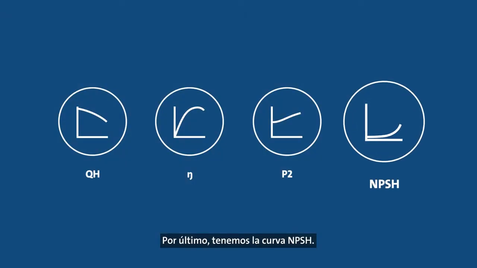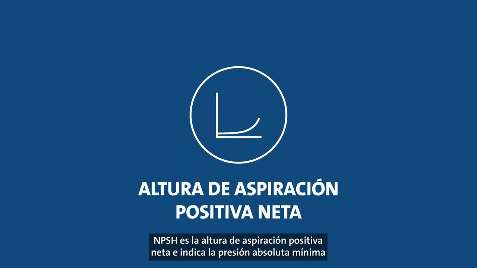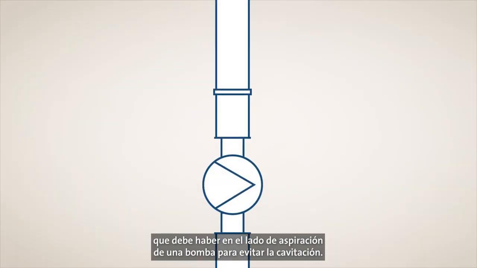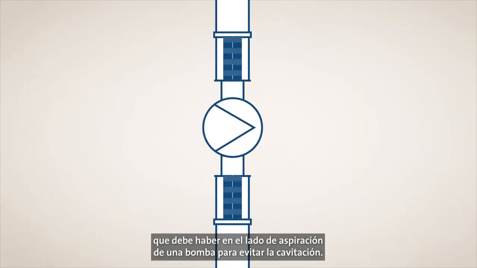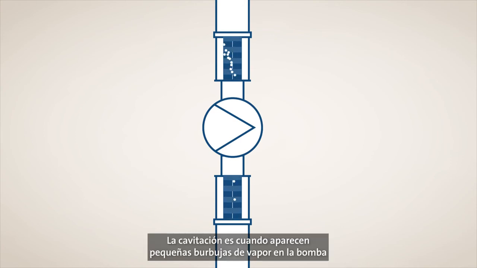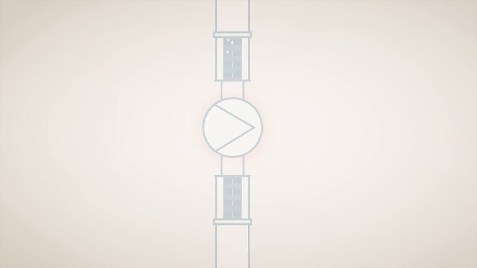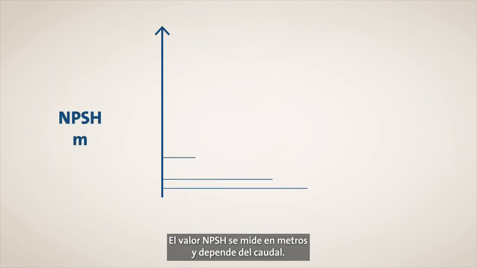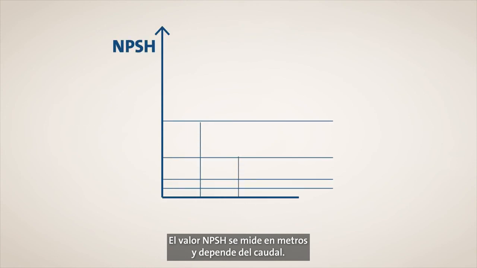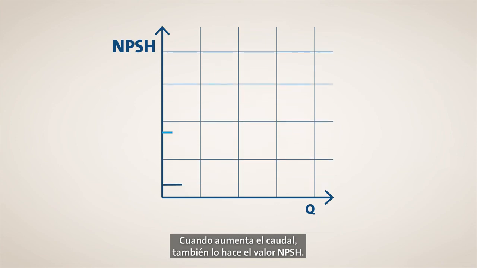Finally, there's the NPSH curve. NPSH stands for net positive suction head and denotes the minimum absolute pressure that must be present at the suction side of a pump to avoid cavitation. Cavitation is when small steam bubbles appear in the pump due to pressure being too low. This can cause damage to the pump. The NPSH value is measured in meters and is dependent on flow. When the flow increases, so too does the NPSH value.